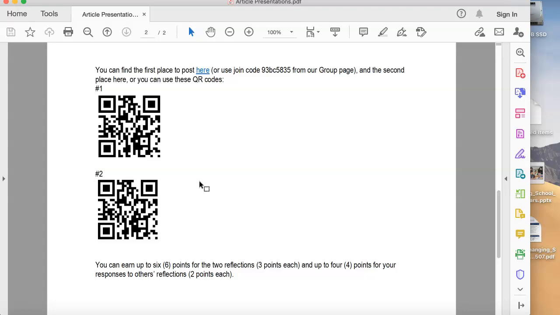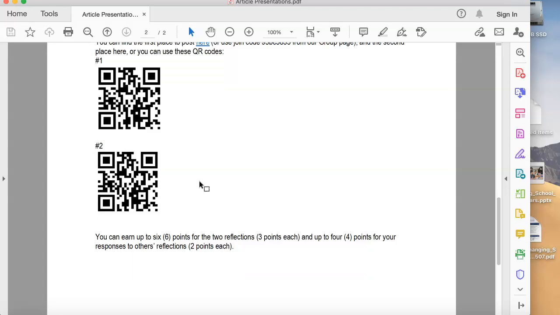And I want you to go into this as a challenge and as an opportunity to learn from each other. You can earn up to 6 points for the 2 reflections, so 3 points each, and up to 4 points for your responses to other reflections. So please take these seriously, because they do count towards your grade.